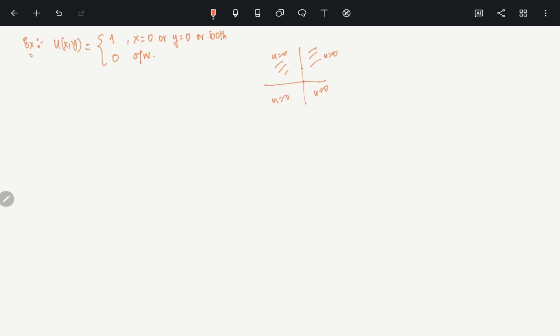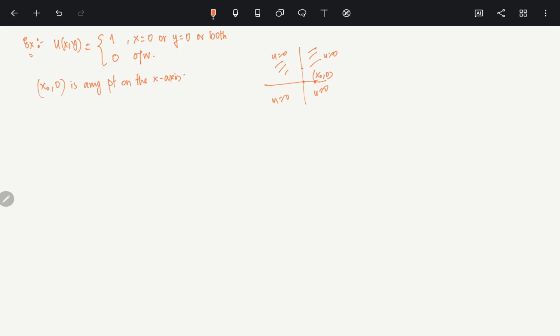Now see, this function is clearly not continuous at any point. Let's say you start with any point on the axis, say x naught, 0, which is any point on the x-axis, where y equals 0. So this is a point given by x naught and 0, and we want to see whether the function is continuous or not. It will be good practice to check. Do you think it is continuous?